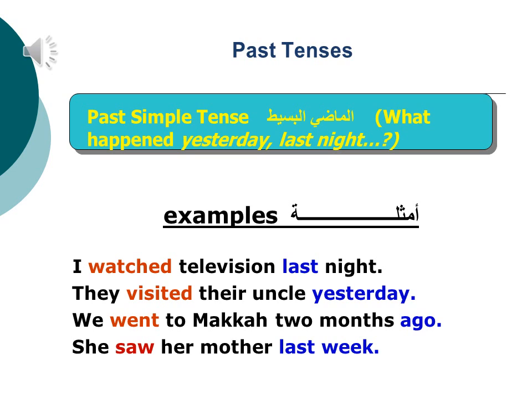The first one, I watched television last night. They visited their uncle yesterday. We went to Mecca 2 months ago. She saw her mother last week. Notice that the two verbs in the first two sentences end with ed, which are regular verbs, while the two verbs in the remaining two sentences do not take ed. Went and saw. These are irregular verbs.